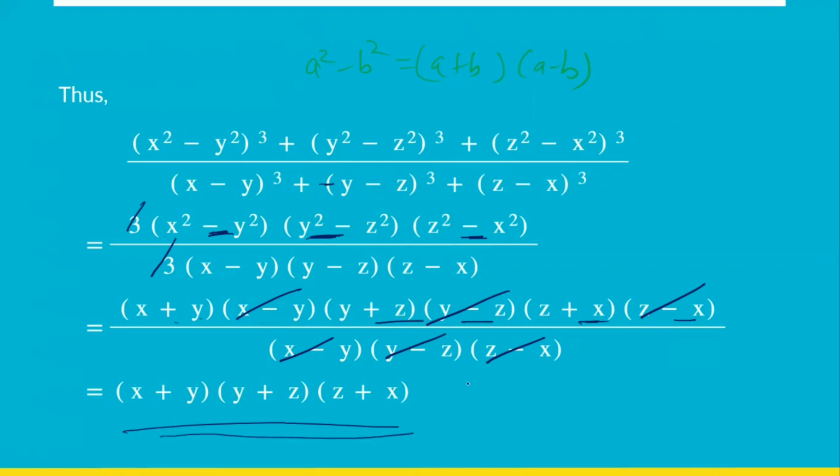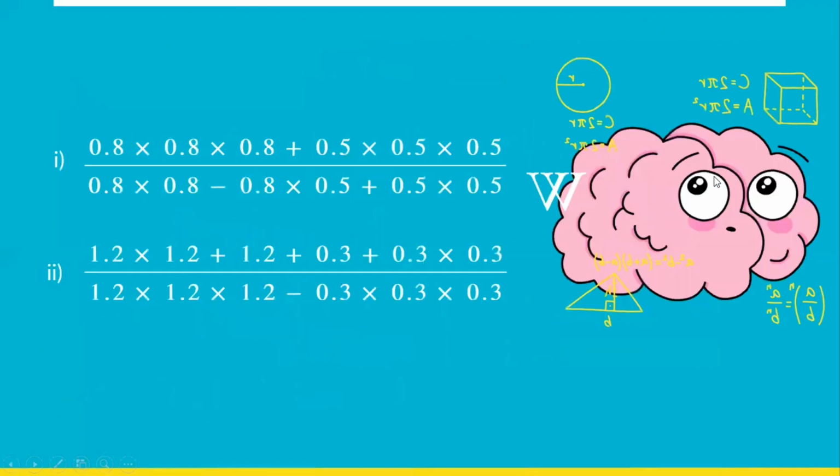So it's easy. Just remembering the properties, it becomes easy. If a plus b plus c is equal to 0, a cube plus b cube plus c cube is equal to 3abc. That's it. And the other algebraic identity, a square minus b square is equal to a plus b into a minus b. Okay.